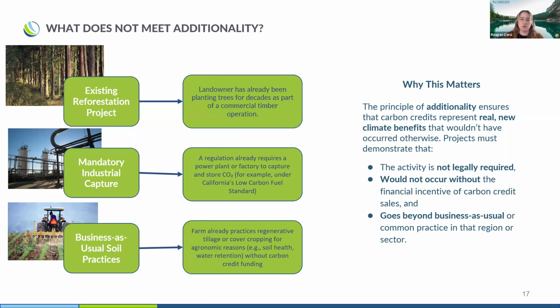And then business as usual soil practices. So if it's already common and farms practice regenerative tilling or cover cropping for agronomic reasons, without the carbon credit funding, there's no financial incentive there. And so those are some examples of what wouldn't hit the additionality requirements.